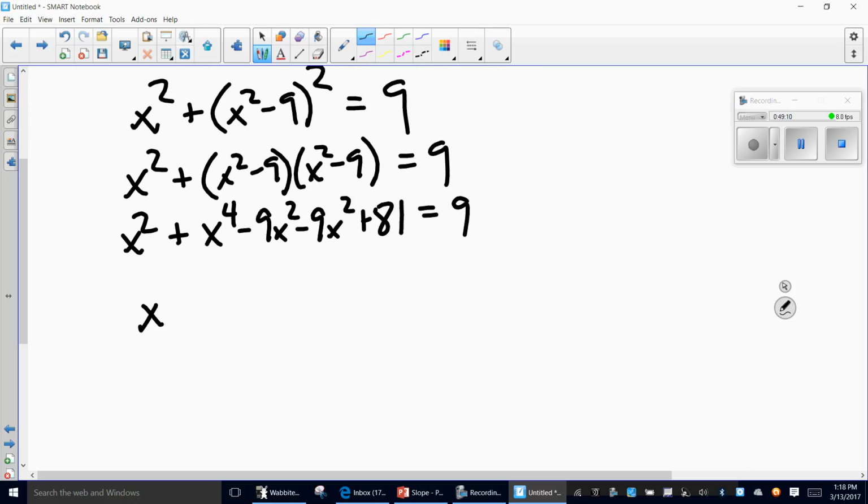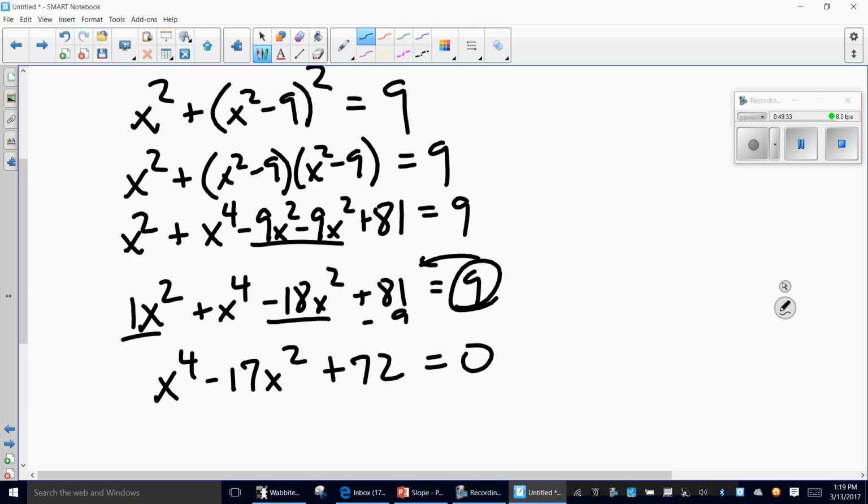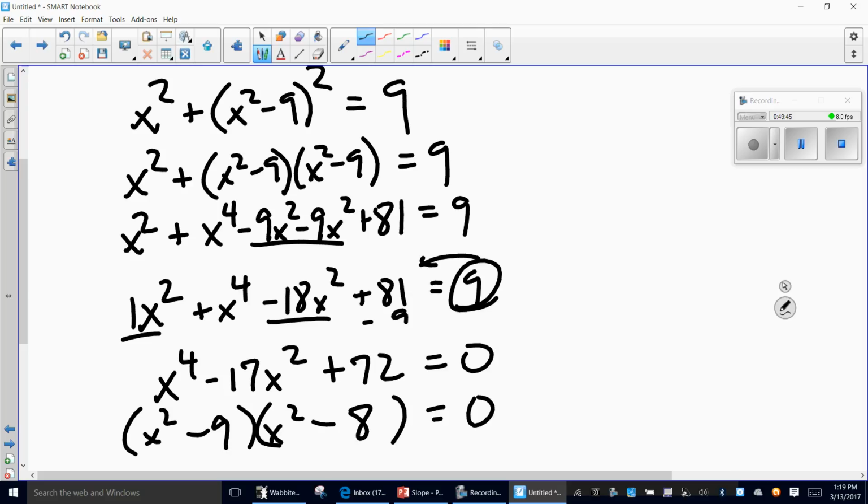When I combine like terms, this will be x to the 4th, x squared plus x to the 4th minus 18x squared plus 81 equals 9. 1x squared and negative 18x squared is negative 17x squared, and if I move the 9 over and set it equal to 0, I have plus 72. From here, you can factor that into x squared minus 9 and x squared minus 8, because negative 9 times negative 8 is positive 72, and when you add negative 9 and negative 8, you get negative 17.